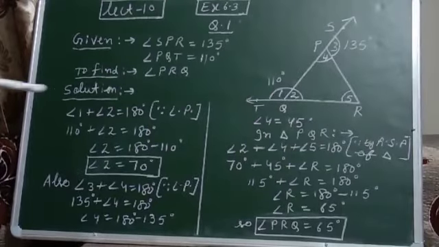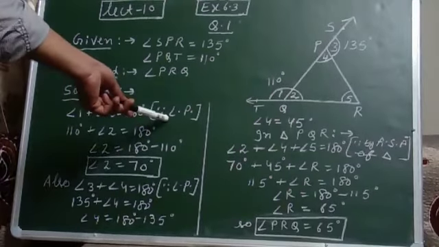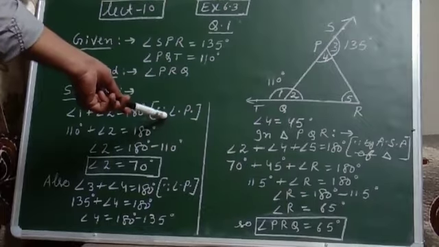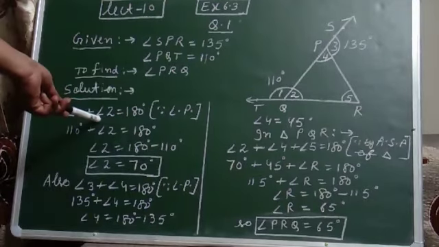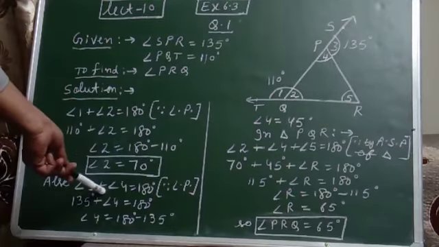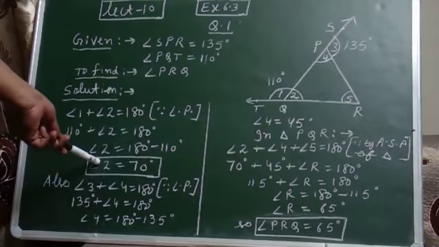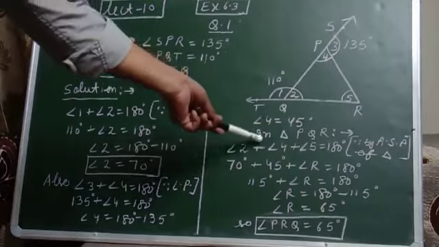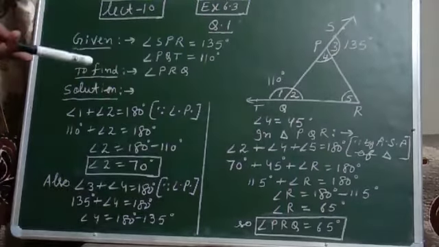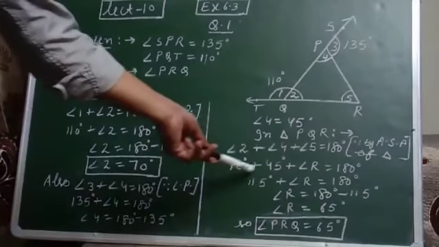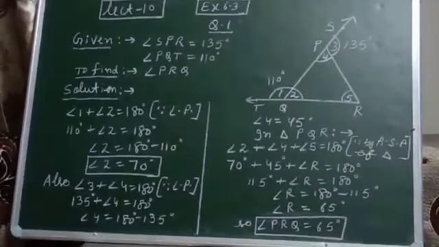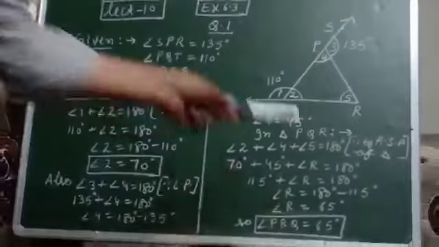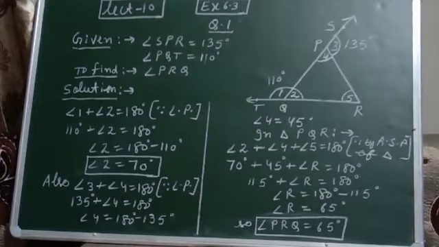Again you can see in this question that the result of linear pair which we studied in 6.1 is used, first for angles 1 and 2, then for angles 3 and 4. Here we find angle 2, here we find angle 4, and then we apply the angle sum property. When we know the values of two angles, we can find the value of the third angle. So angle PRQ equals 65. In this way, we can solve the question.